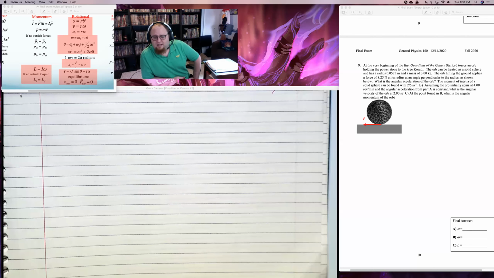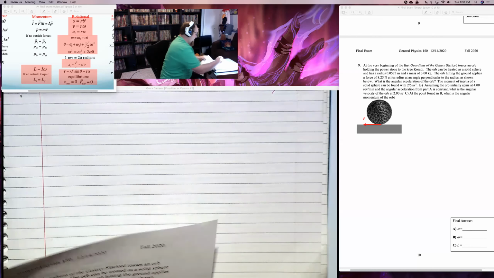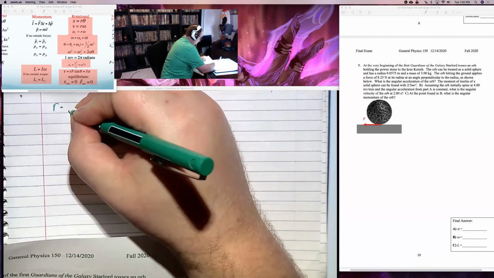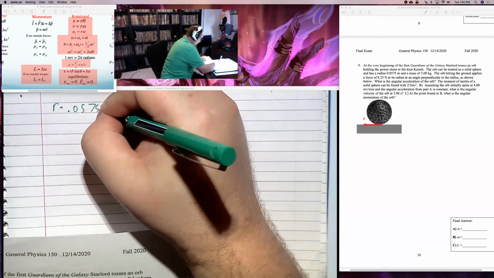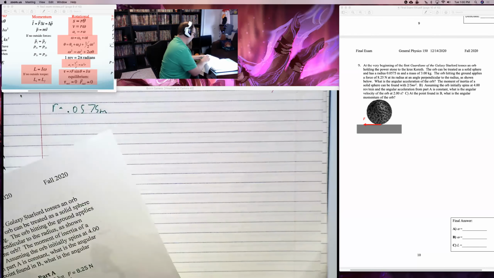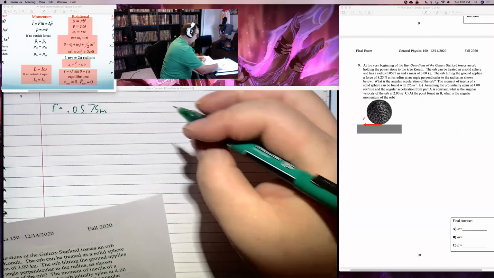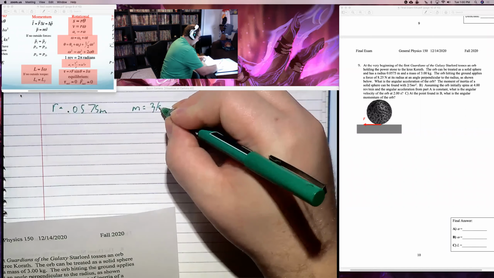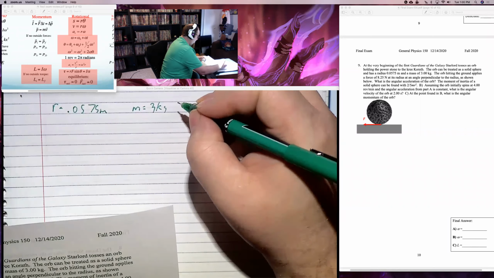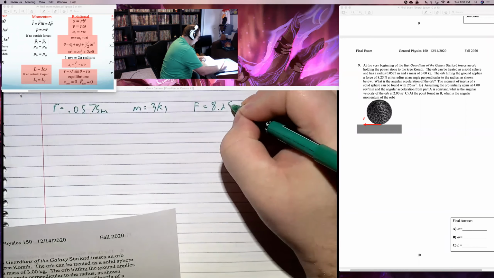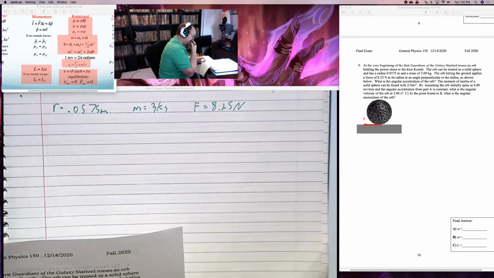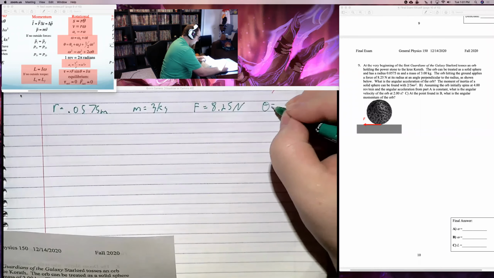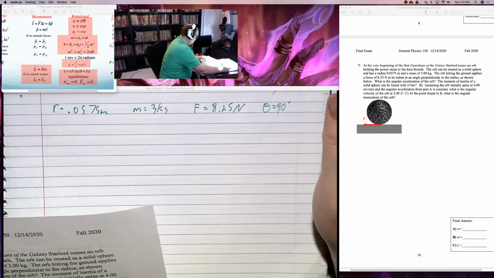At the very beginning of the first Guardians of the Galaxy, Star-Lord tosses an orb holding a power stone to the Kree Korath. The orb can be treated as a solid sphere with a radius of 0.0575 meters. I actually measured the radius because I have one of these that came with a DVD collection. And a mass of 3 kilograms. The orb hitting the ground applies a force of 8.25 newtons at its radius at an angle perpendicular to the radius, as shown below. What is the angular acceleration?